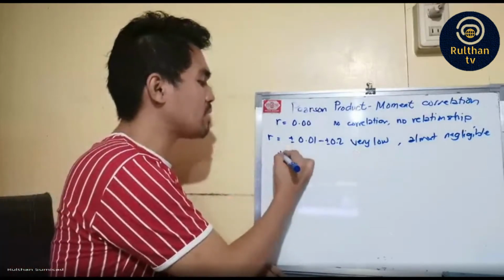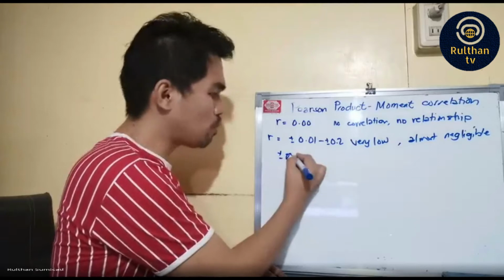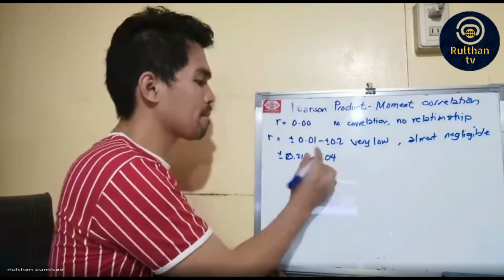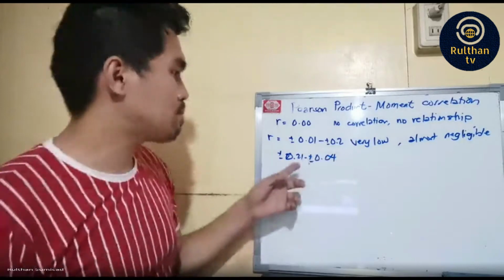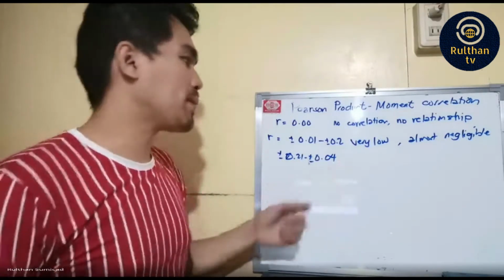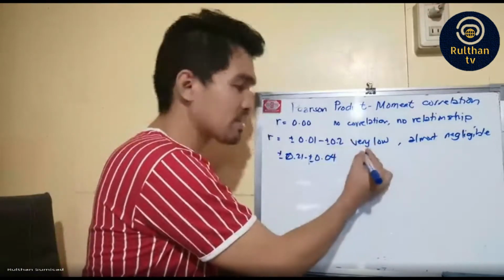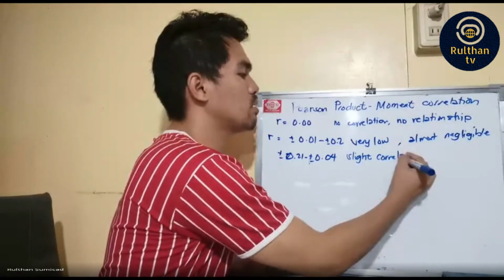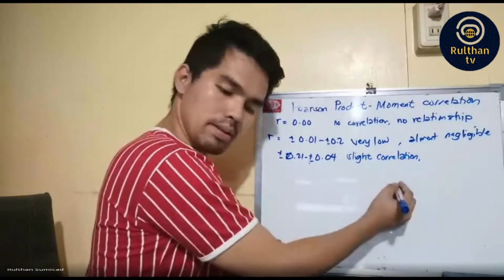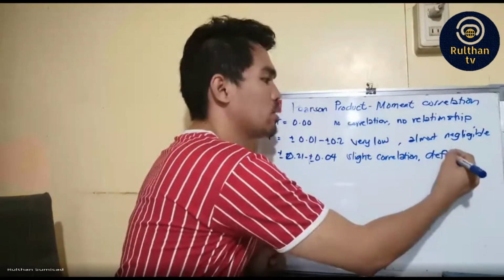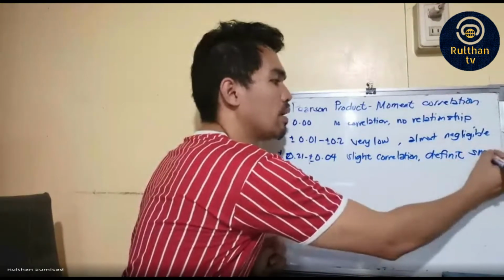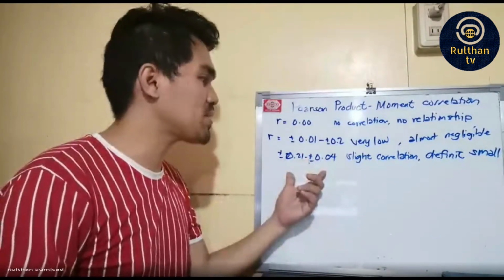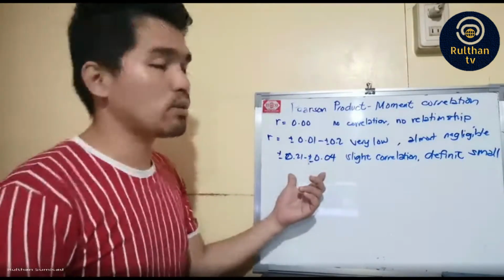But if it is positive or negative 0.21 up to 0.40, so this is between 21% and 40% of correlation, then there is a slight correlation. And we have a definite, sure, relationship that exists but is small. Definite but small relationship. That's how we describe it if our Pearson's R is between 21% and 40%.